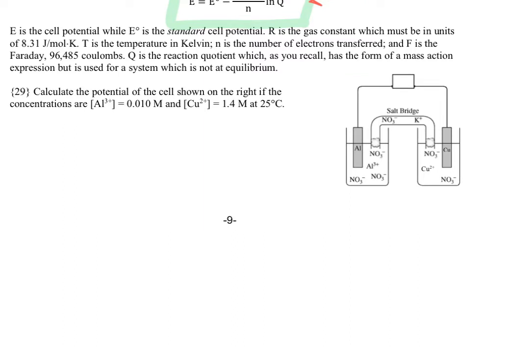So I have this galvanic cell on the right here where I have aluminum and aluminum 3+ and copper 2+. And so I want to see if I can figure out what the cell potential for this galvanic cell would be if I have non-standard state conditions, right? I'm no longer at 1 molar. I'm at 0.01 molar for the aluminum and 1.4 molar for the copper. So the first thing you're going to want to do here is write out what the overall redox reaction is that's going on in this galvanic cell.